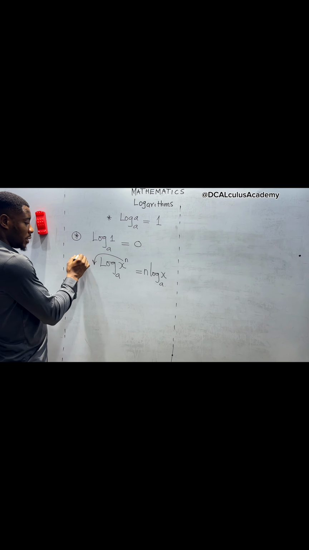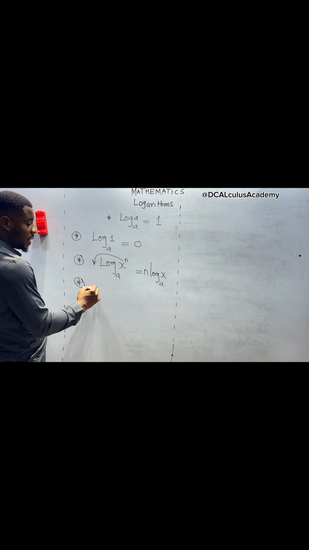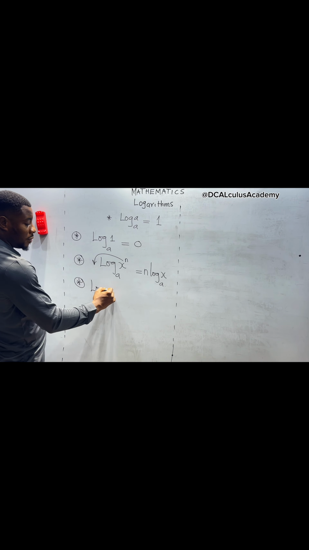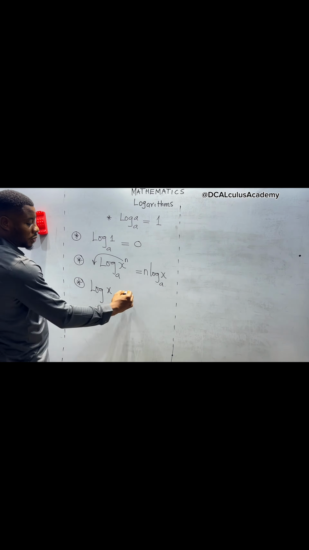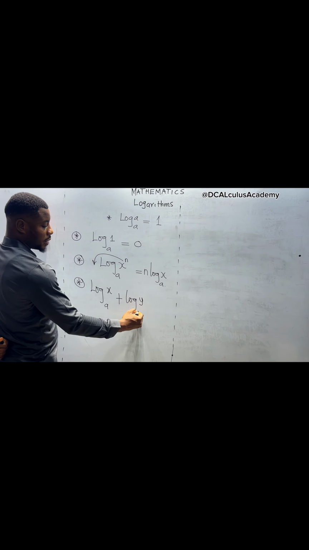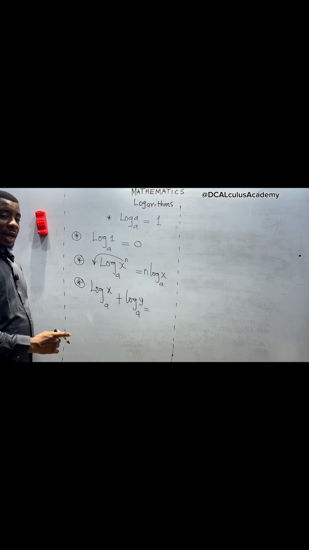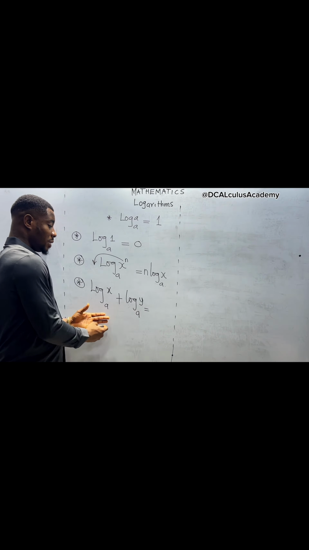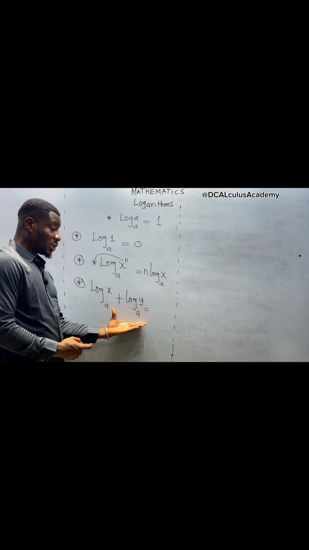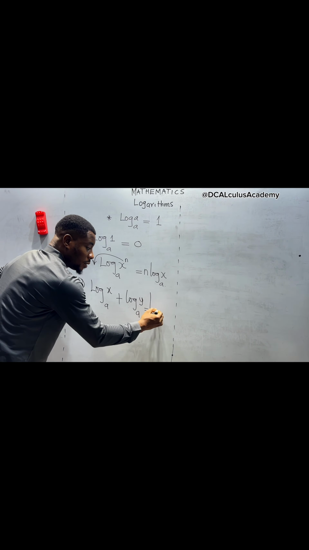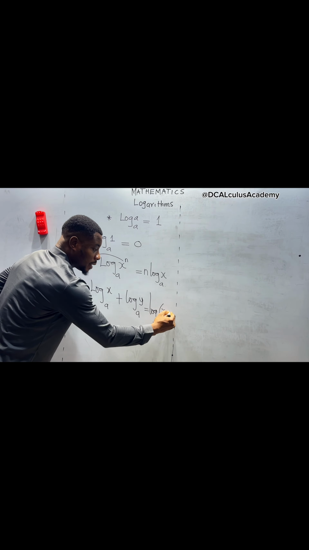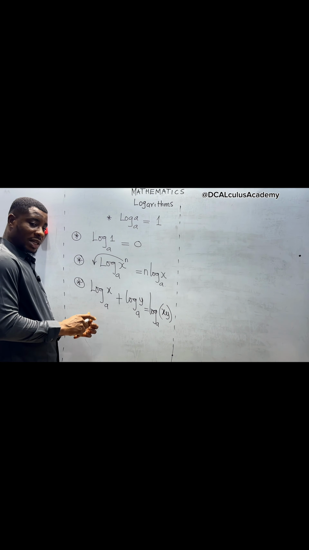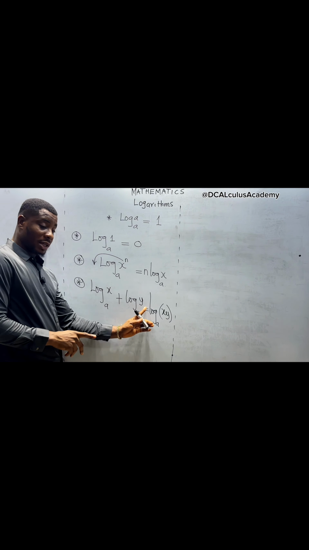Now another law tells us that whenever I have the log of a number being added to the log of another number, what I observe is that they have the same base. Before I apply this law, they must have a common base. When I see they have a common base, I pick the log of the base, then I multiply the numbers.